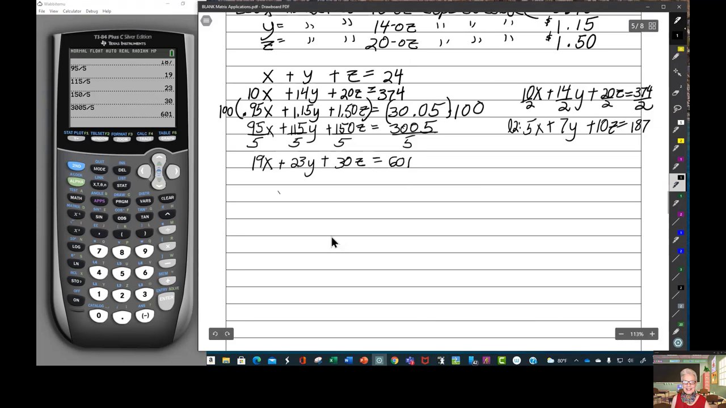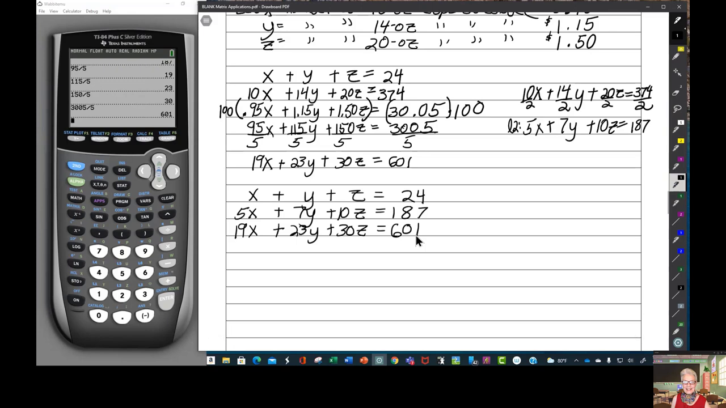So now let's rewrite this with smaller numbers. It'll be easier and quicker to work on that way. X plus, well, I need more room between them, don't I? Yes, I do. Okay. X plus Y plus Z equals 24. And 5x plus 7y plus 10z equals 187. And 19x plus 23y plus 30z equals 601. And now this is my system.